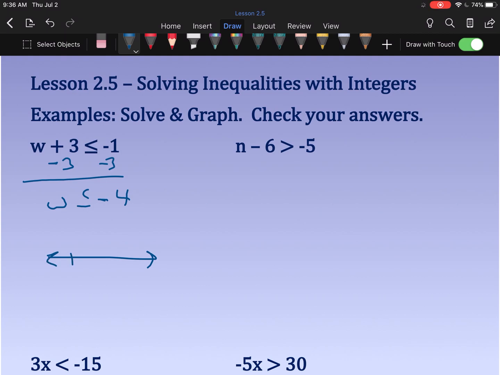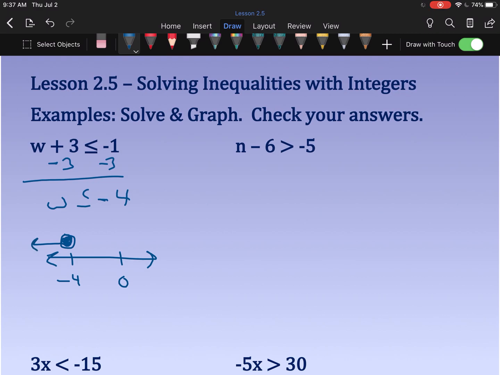To graph this, we have to put negative 4 with 0 on the number line. Negative numbers go to the left of 0. We put our circle above negative 4. We fill it in because this is an or equal to, and it's less than, so our arrow goes to the left.